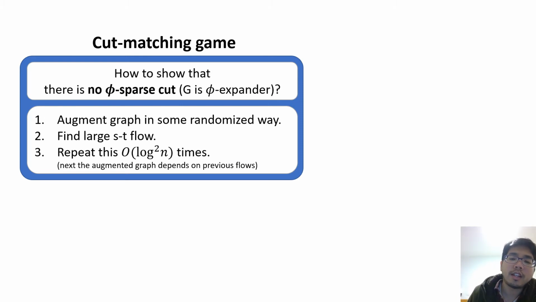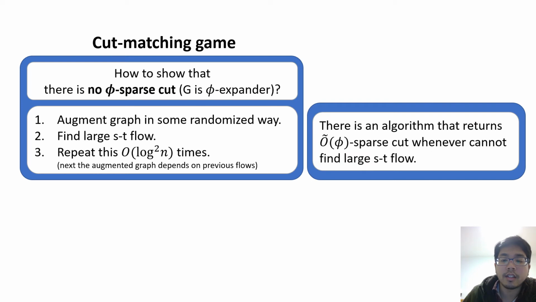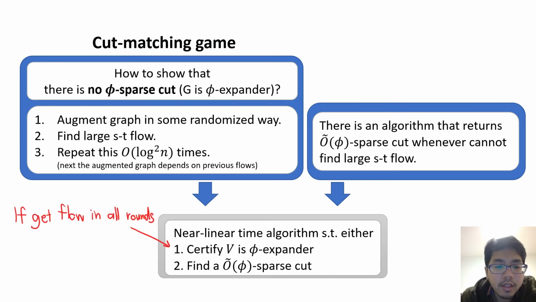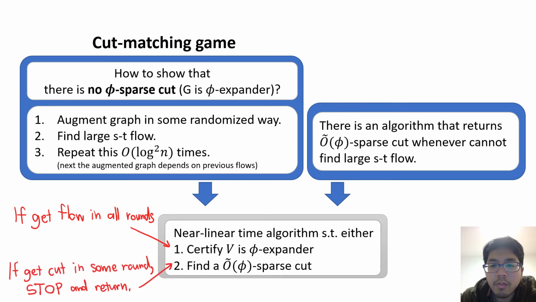And given this thing, there is another algorithm that will return a sparse cut whenever we cannot find a large st flow in any round of this game. Putting this together, you get a near-linear time algorithm that either certifies that the whole graph is a phi expander, or gives you some phi sparse cut. Why? In the first case, if we get a large st flow in all rounds, we get the expander. Otherwise, by the second algorithm, we get a sparse cut. We just stop the game, return that cut, and we are done.